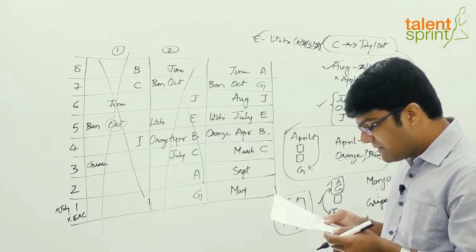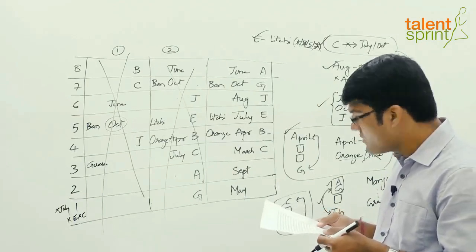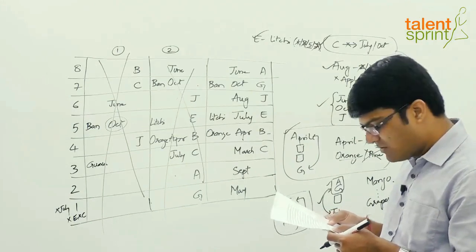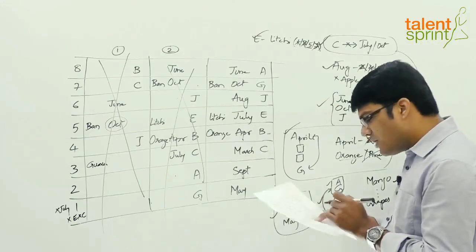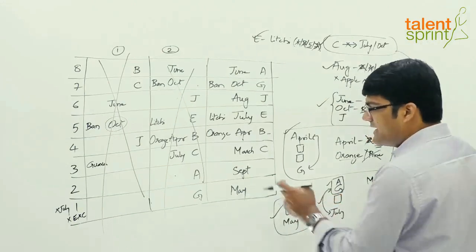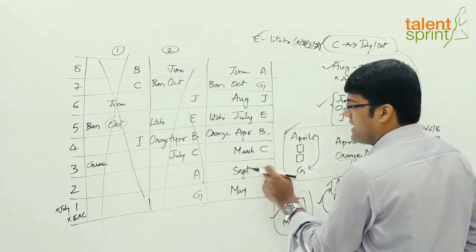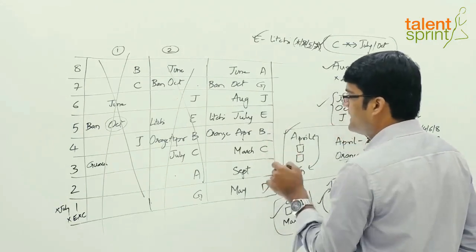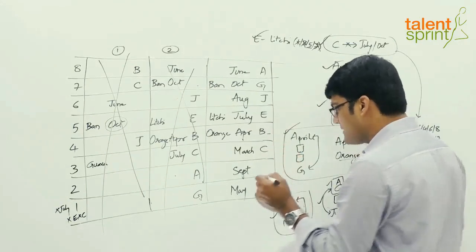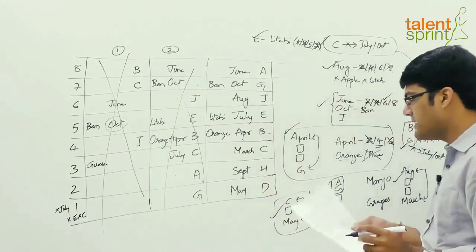Only two persons live between the one whose date of birth is in August and the one whose date of birth is in March. This also we have used, I guess. D's date of birth is not in September. This point is useful. See, D's date of birth is not in September. So D cannot come here. So D has to come here, right? And who is left out? A, B, C, D. H is left out, I guess, right? H comes here.